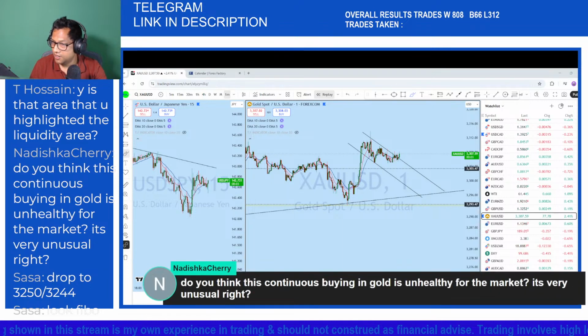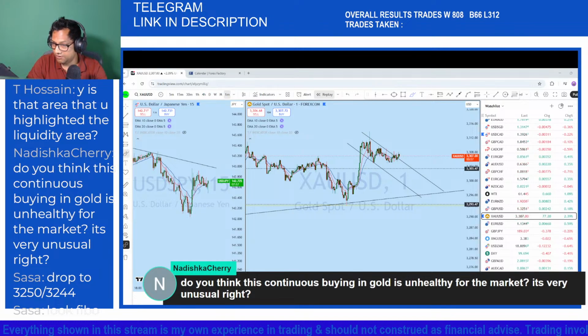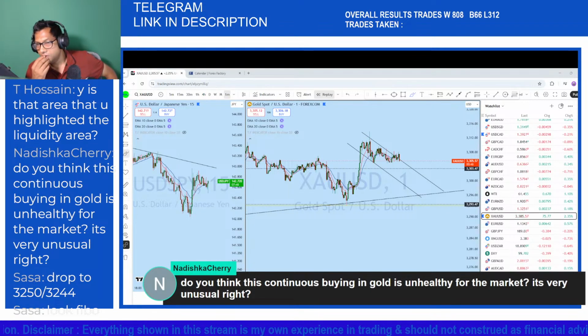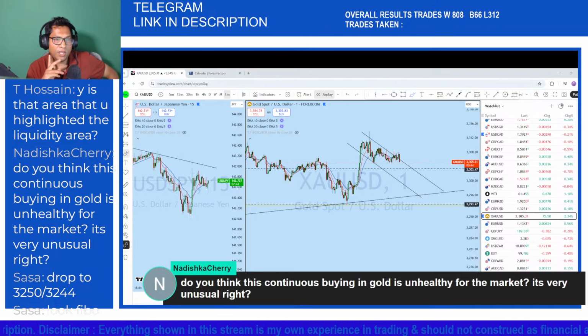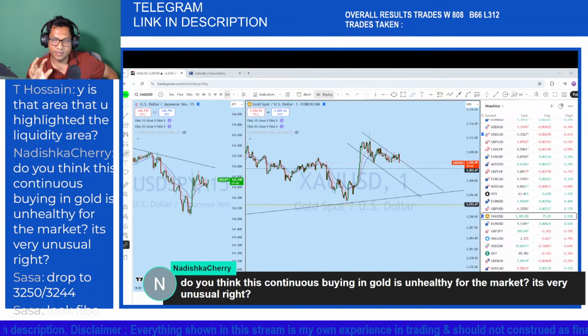Do you think this continuous buying in gold is unhealthy for the market? It's very unusual, right? Okay, Nadishka Cherry, this is a bubble, but I wouldn't say it's fully unhealthy. It is the way the market does.